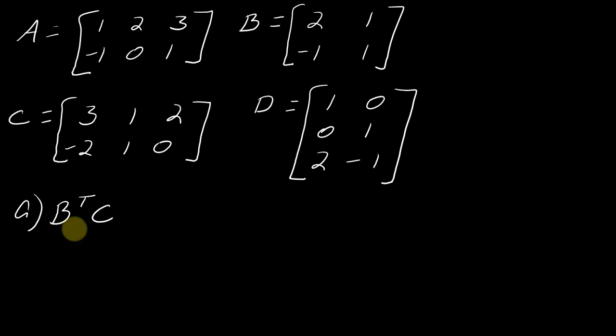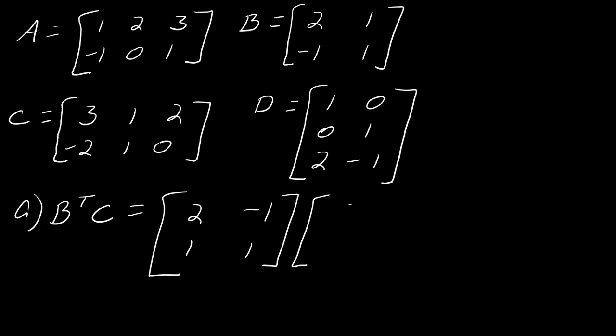So let's start with this, B transpose times C. Here is my matrix B, and first I just want to write out what it is to be the transpose. The transpose means that I take each row and I turn it into a column. So now this row of 2, 1 becomes the column 2, 1. Here would be my new matrix, B transpose, and then I'm going to multiply all of that times C.